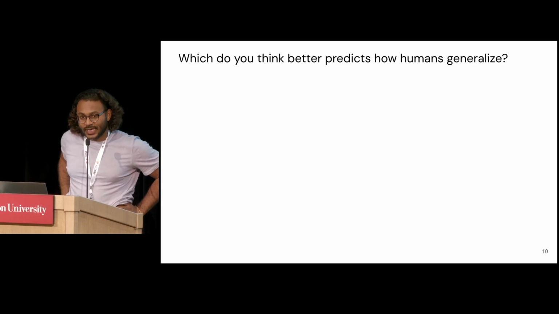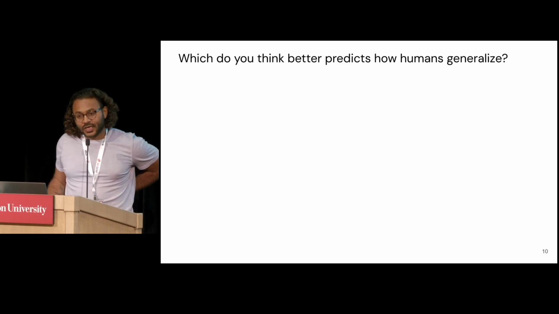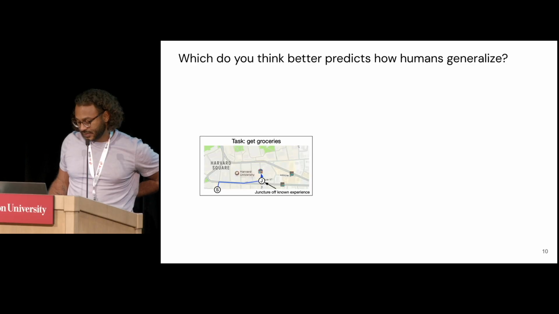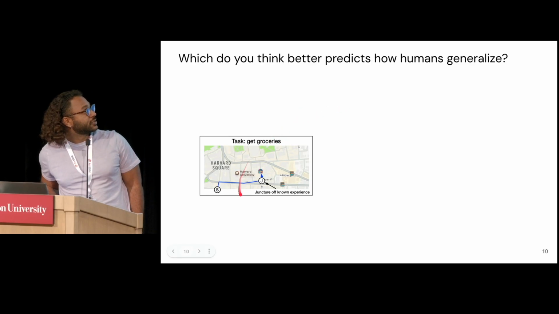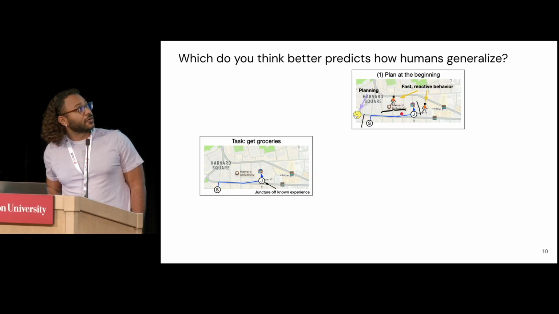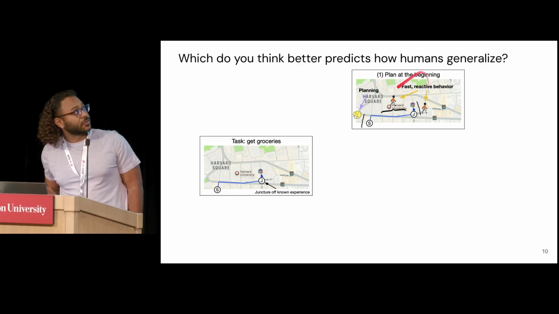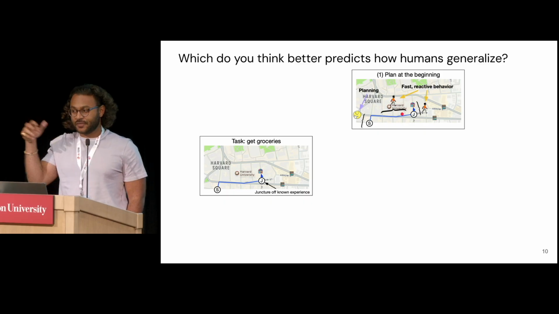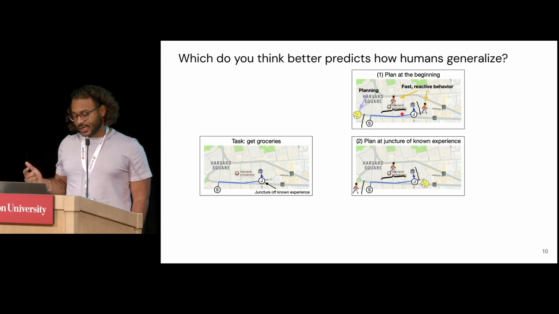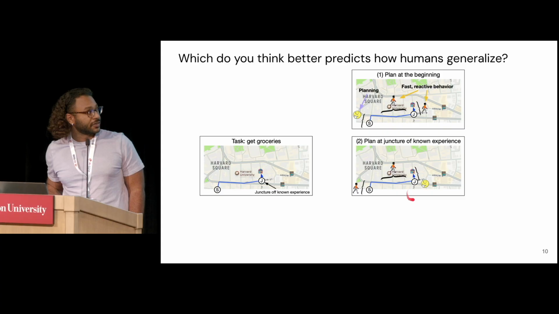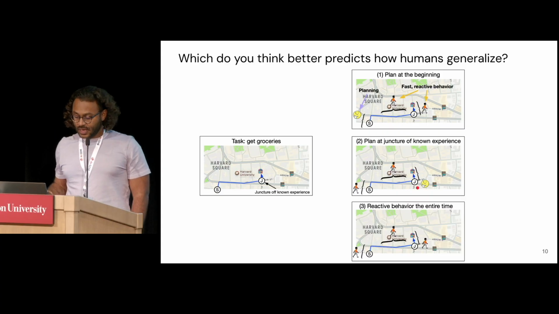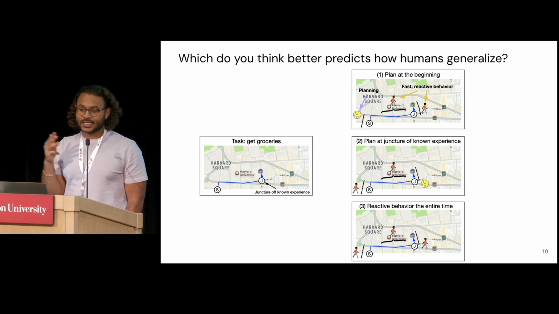Okay, so now I'm going to ask the audience, which do you think better predicts how humans generalize? So the task is to get groceries. You start here. This is a juncture off of your known experience. The first option is that you plan at the beginning, and then you follow reactive behavior following your plan. The second option is that you vaguely know the way to go to get to the grocery store, and then once you get closer, you start planning. And the last option is that you don't plan at all, and you just have reactive behavior the entire time.